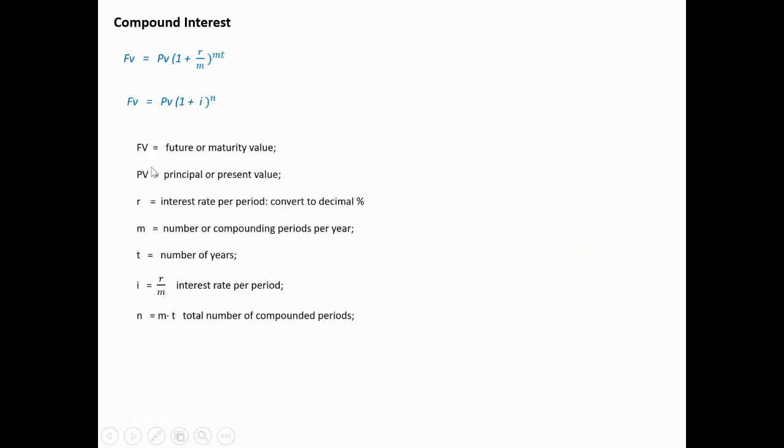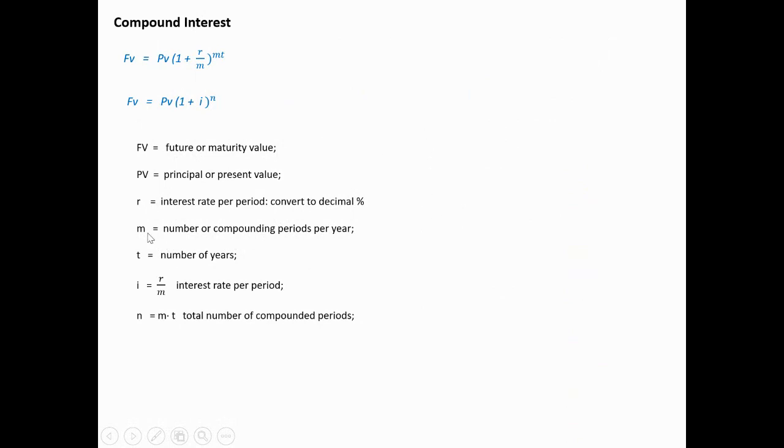Now compound interest. This is another formula, the compound formula. Here's what everything stands for. FV stands for the future value. The PV stands for principal, or what I like to say is present value. The R is the interest rate per period converted from percent to decimal. The number of compounding periods per year is the M.